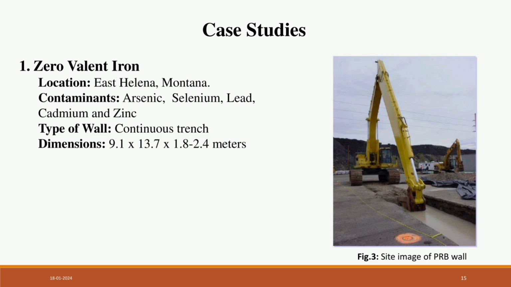The first case study is from East Helena, Montana. Types of contaminants are arsenic, selenium, lead, cadmium, and zinc. The type of wall used is a continuous trench. Dimension is 9.1 by 13.7 by 1.8 to 2.4 meters. Type of reactive material used is zero valent iron.